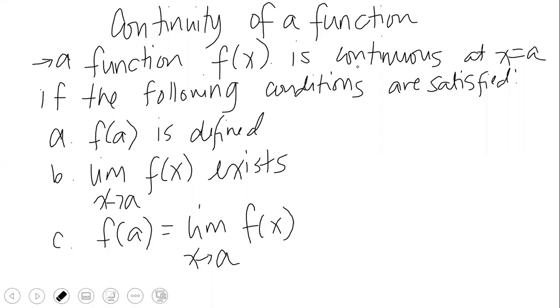Okay, hello people. This time, i-discuss naman natin about continuity of a function. So a function f of x is continuous at x equal to a if the following conditions are satisfied. So three conditions dapat na masatisfied. First one is f of a is defined. The second one is limit of f of x as x approaches a exists. And yung third one is f of a equal to the limit of f of x as x approaches a. So there will be three steps para masatisfy yung continuity of a function.